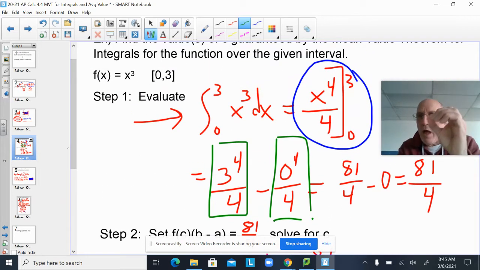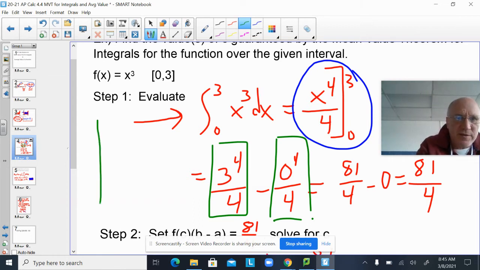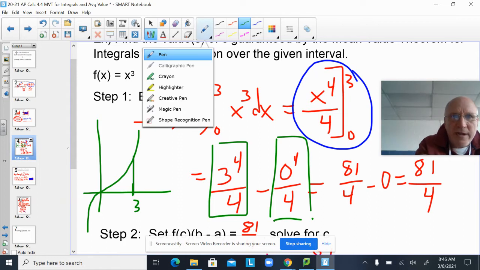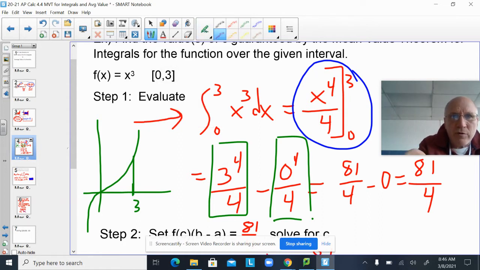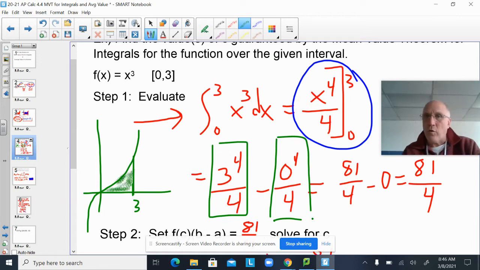And again, that's the kind of problem we just did in the first section 4 assignment. So that means the actual area under the curve is 81/4. A little sketch of this picture might help the cause. So let me just draw this. This is x cubed, kind of looks like that. We'll call this 3 here. So this region right here, which I will color in green, the actual area, is 81/4.